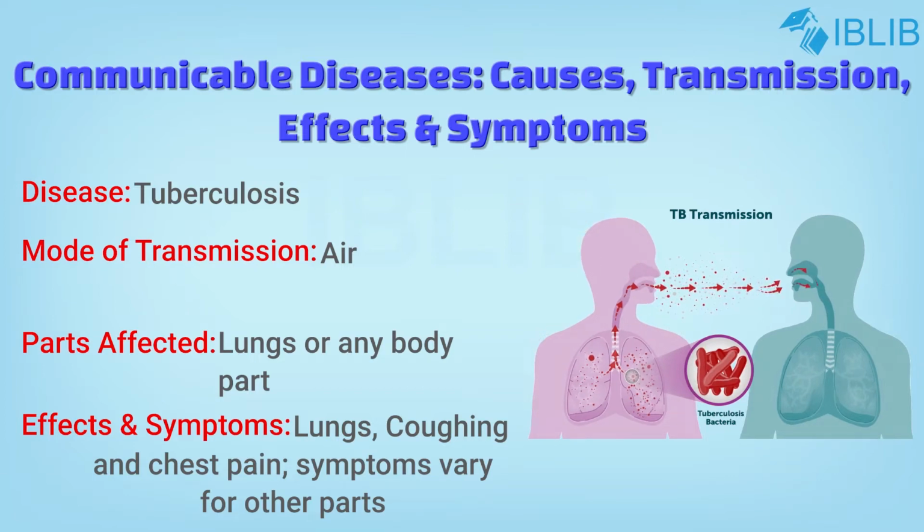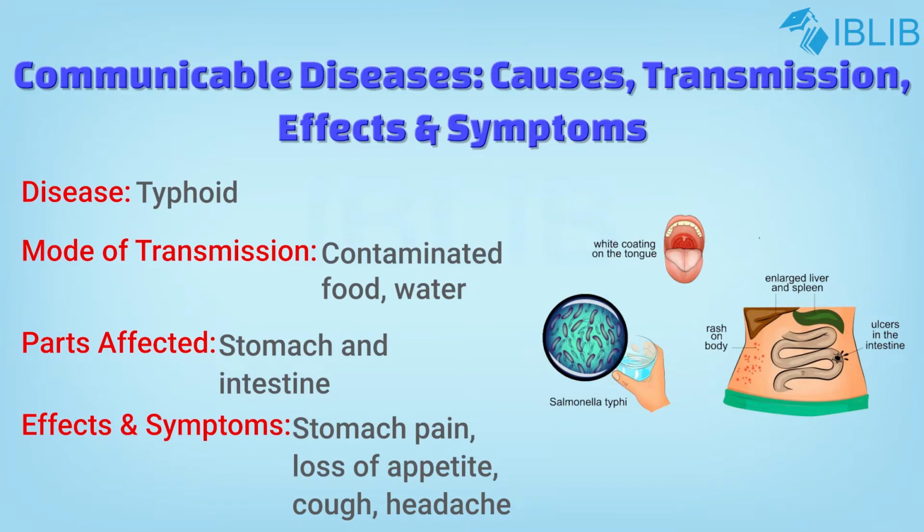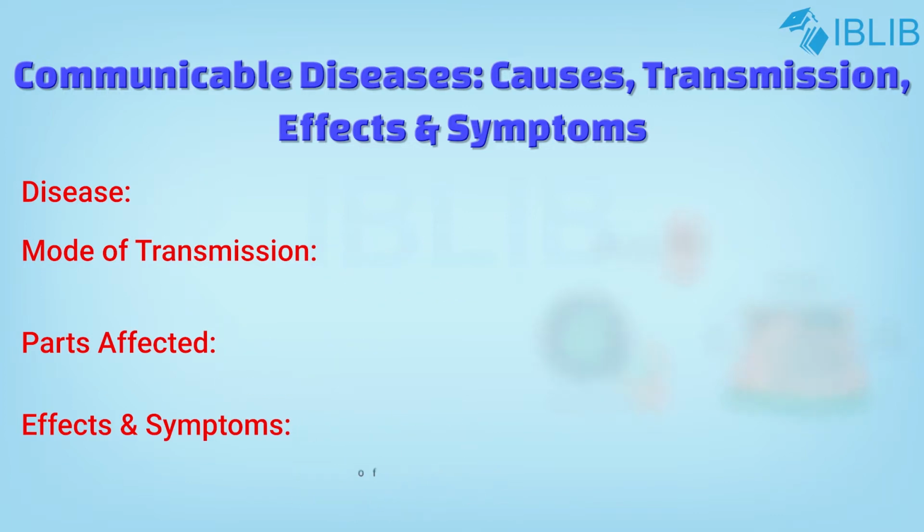Tuberculosis. It is transmitted by air. It affects our lungs, and the symptoms are coughing and chest pain. Typhoid. It is transmitted by contaminated food, water, and direct contact. It affects our stomach and intestine. The symptoms are stomach pain, loss of appetite, constipation, cough, and headache.